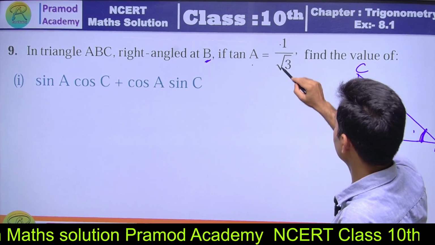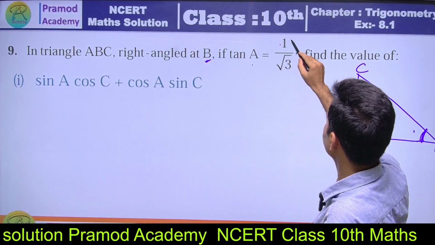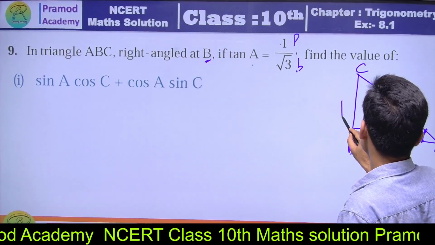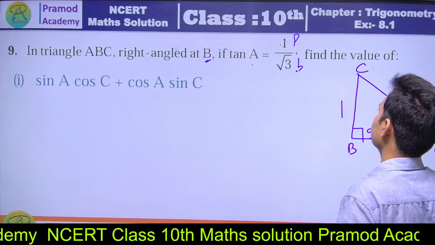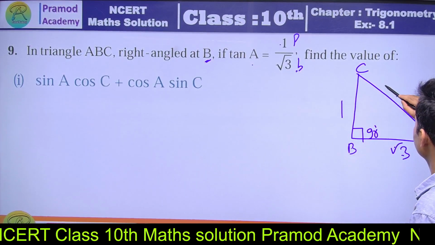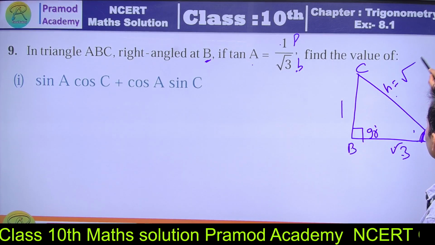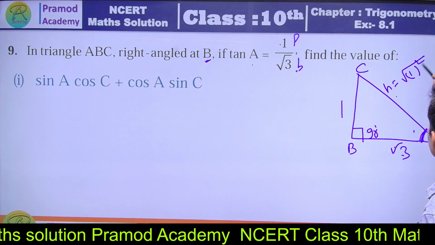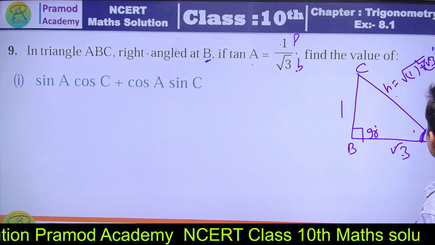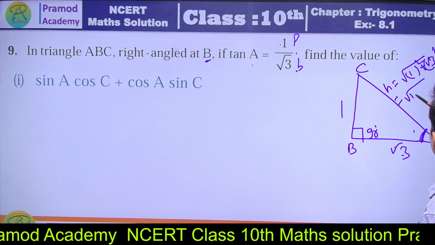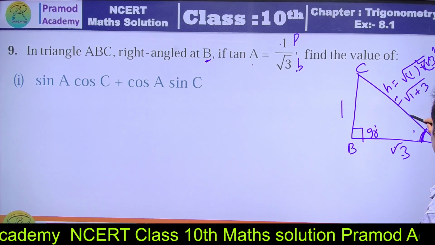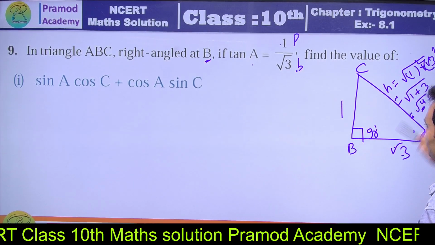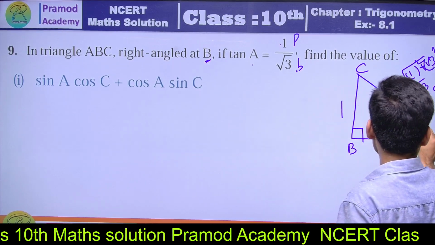So tan A equals P by B. So P is 1 and B is root 3. What will be the value of H? H equals the square root of P square plus B square, so 1 square plus root 3 square, which is 1 plus 3. So root 4, and the square root of 4 is 2. So the value of H is 2.